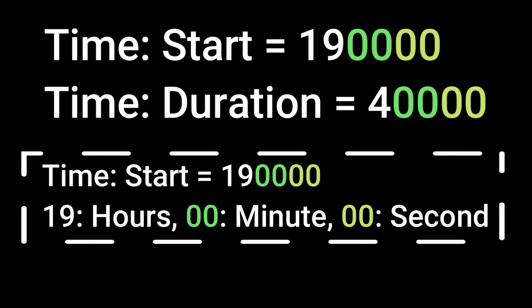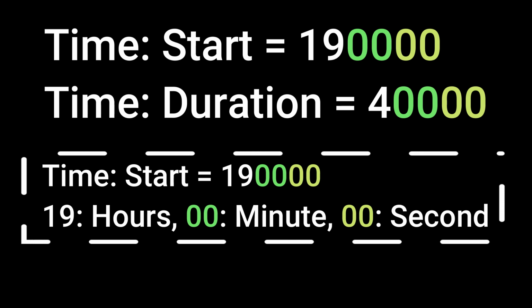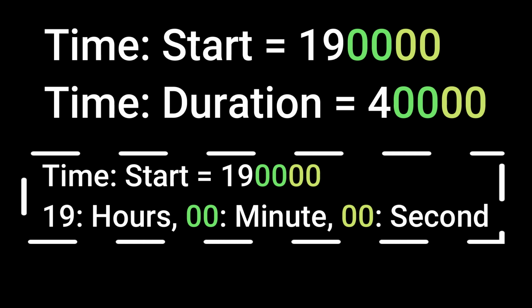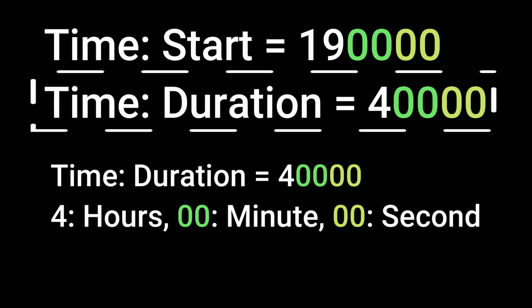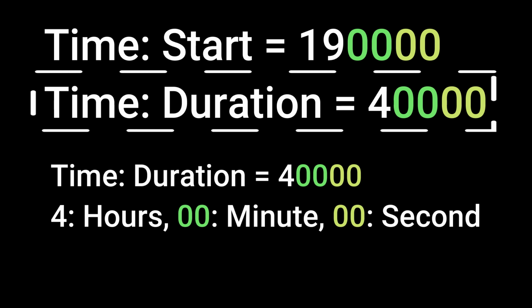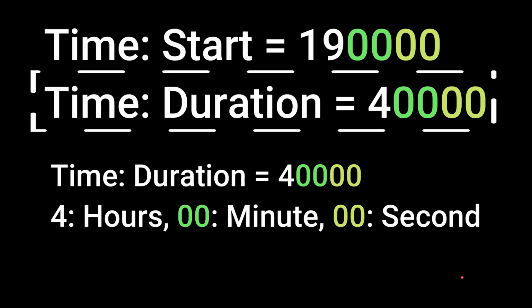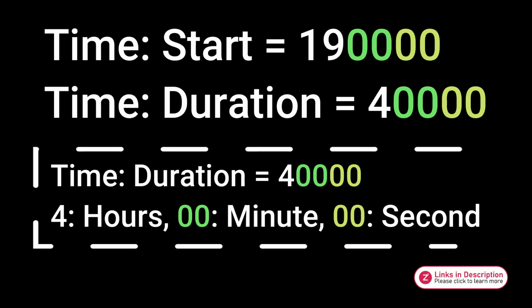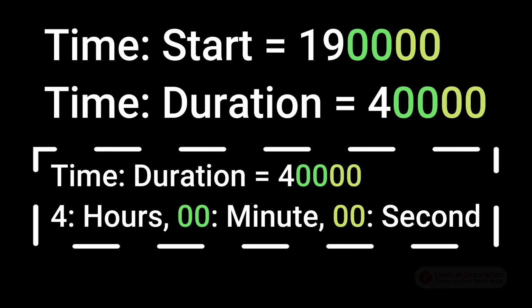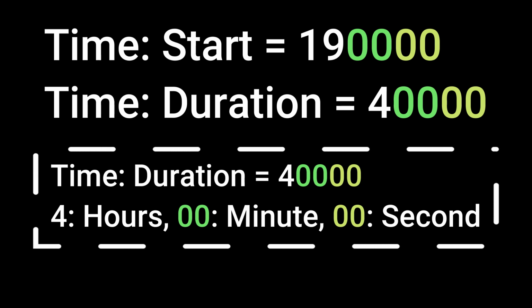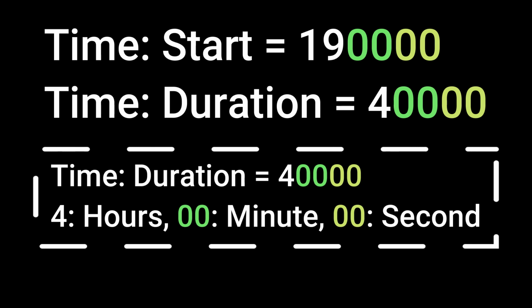Here's how it works. 19 represents the hour, 00 in the middle represents the minutes, 00 at the end represents the seconds. Next, we have time duration, which defines how long the system will continue trading from your selected start time. For example, if you set the start time at 19:00, 7 p.m., and want to stop trading at 11 p.m., you simply set time duration 4. Just like with time start, 4 represents the number of hours, 0 represents the minutes, 00 at the end represents the seconds.